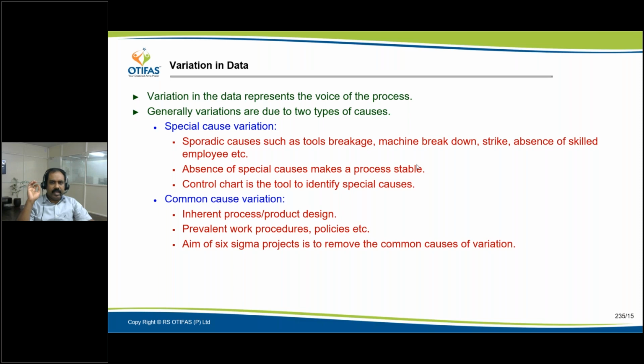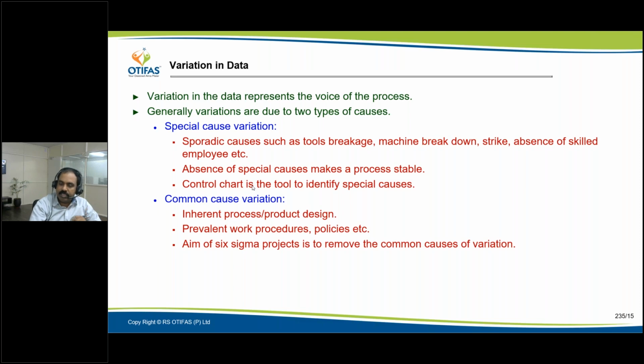Common cause variation can occur because of faulty design, faulty process, faulty policies, procedures. So read the last line of this slide. Aim of Six Sigma project is to remove common cause variation. Please understand the two things. What is the tool for removing special cause variation? Control charts.